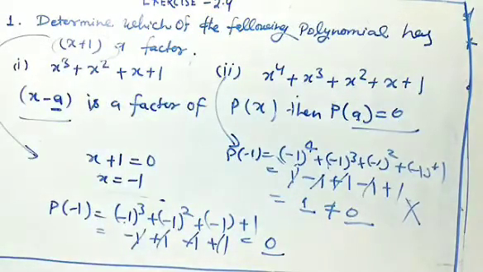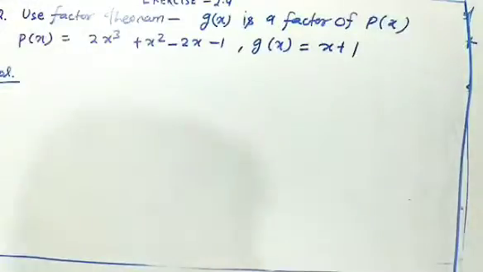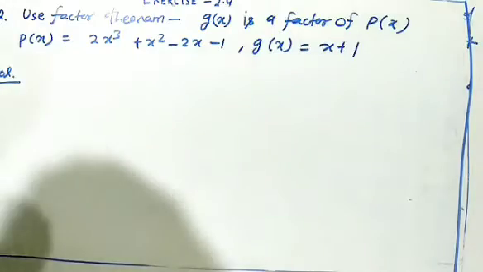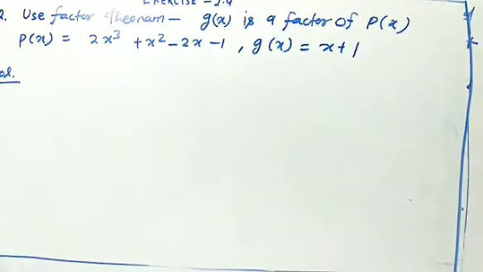Okay. Now come to the next question. Next question is, use the factor theorem to check whether g(x) is a factor of p(x). p(x) is given as 2x cube plus x square minus 2x minus 1 and g(x) is given as x plus 1. We will use the same method as in the last question. So first of all, is x plus 1 a factor of this polynomial or not?